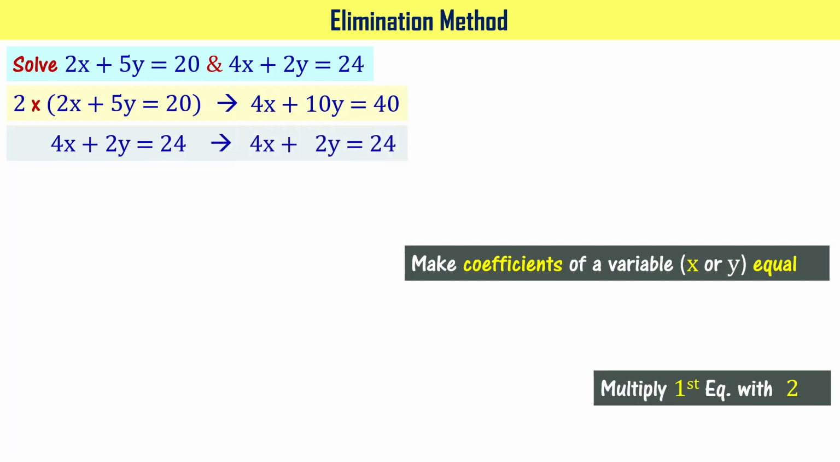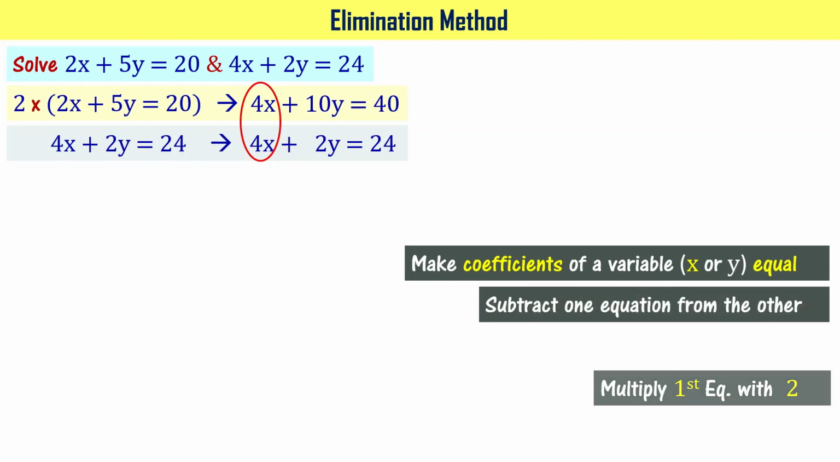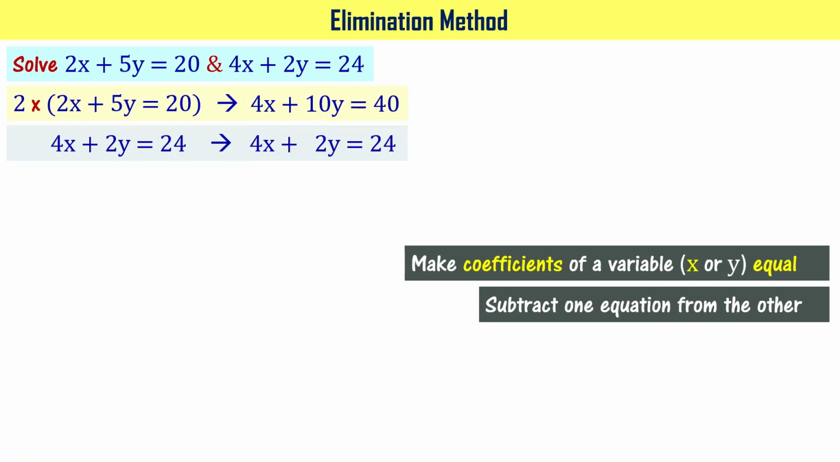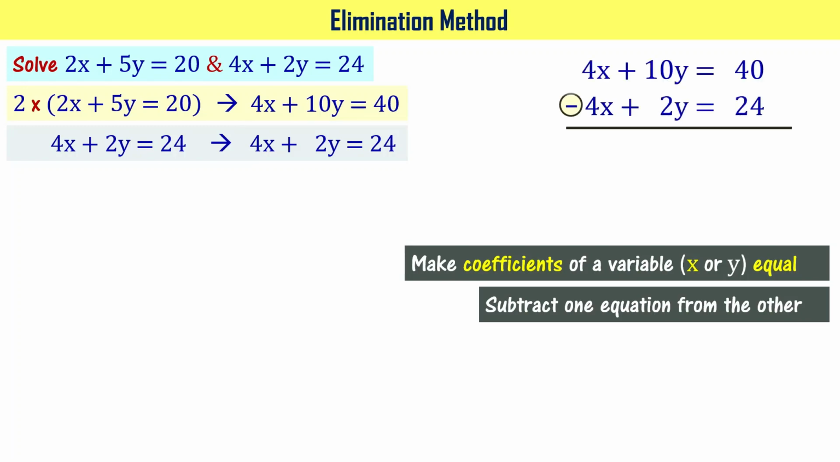Let's write the second equation as is. Now if you observe, the coefficients of x in both the equations is same, right? That is equal to 4. This is what exactly we wanted to do as a first step. The second step is we have to subtract now one equation from the other. When you subtract, what you get is 8y equal to 16, right? It means y equal to 2.